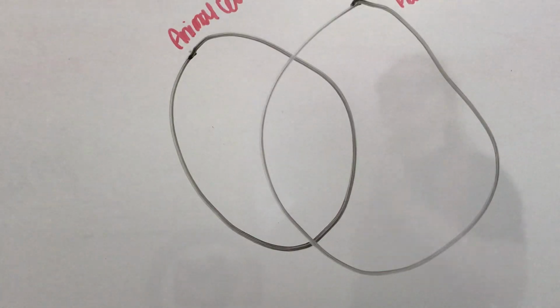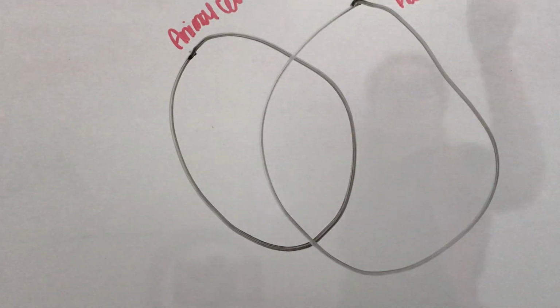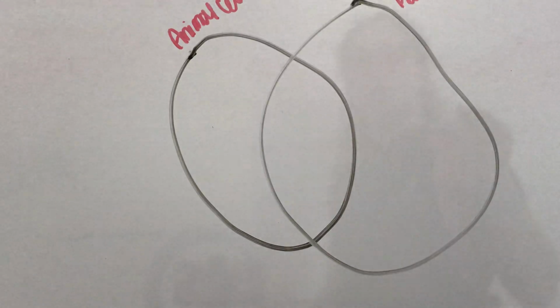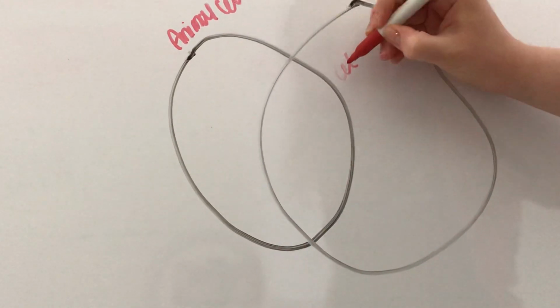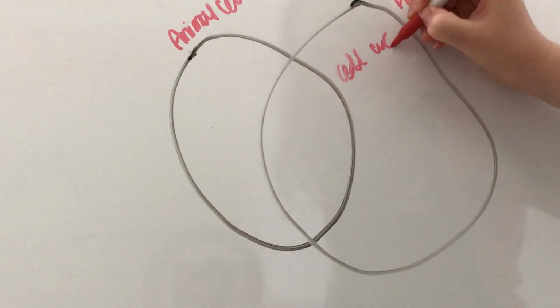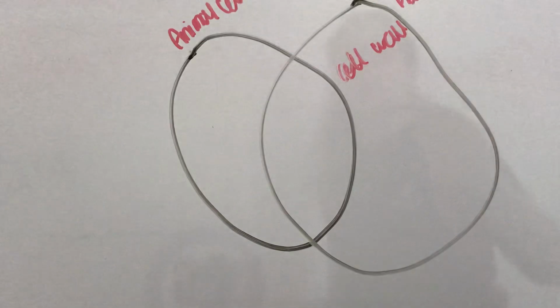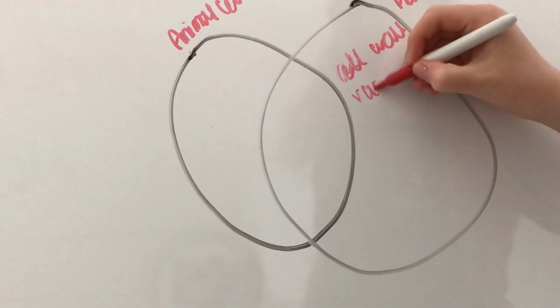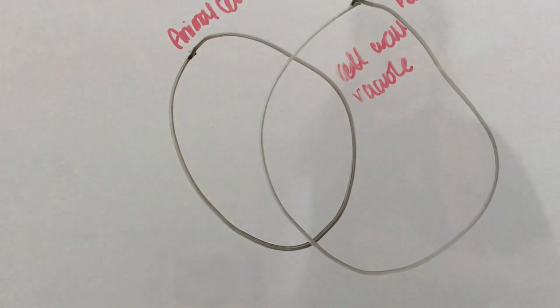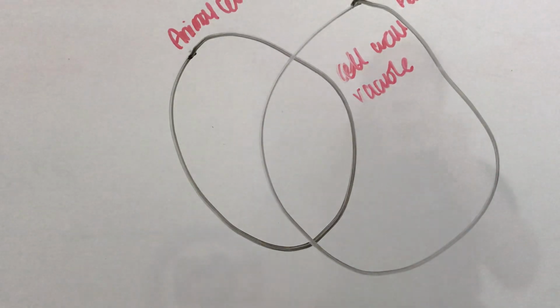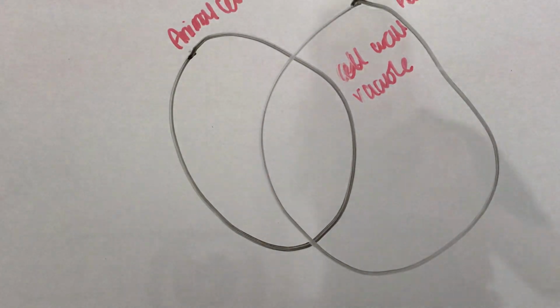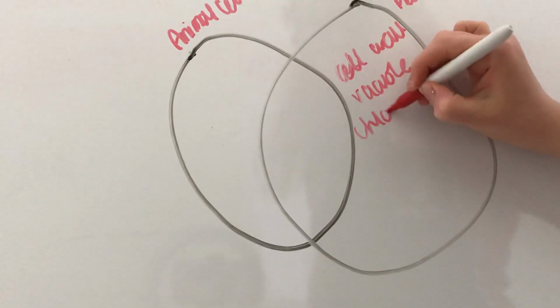So what are the things that plant cells only have? A cell wall. Do animal cells have a cell wall? No. So cell wall is going to go in here. And do animal cells have a vacuole? No. So just plant cells have a vacuole. Do animal cells have chloroplasts? No, only plant cells have chloroplasts. So chloroplasts is going to go in here.